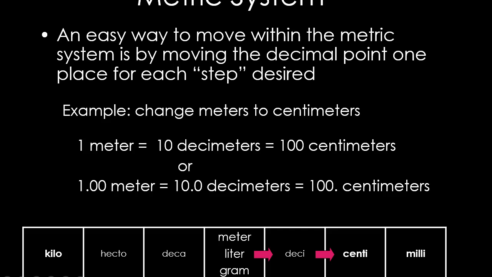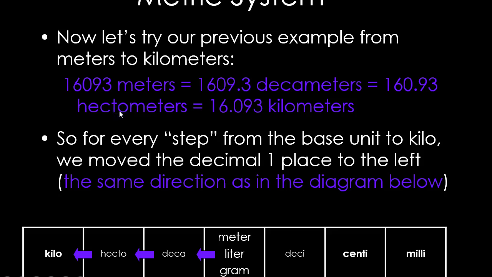So if you're not good at the math part of it, if you're not really good at the dividing or the multiplying, hopefully you're very good at just moving decimals, because that's all you have to do. So if we take our previous example of your house being 16,093 meters away, all I did to get to 16.093 kilometers is move my decimal.